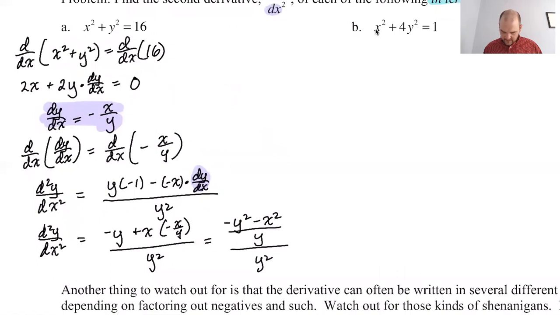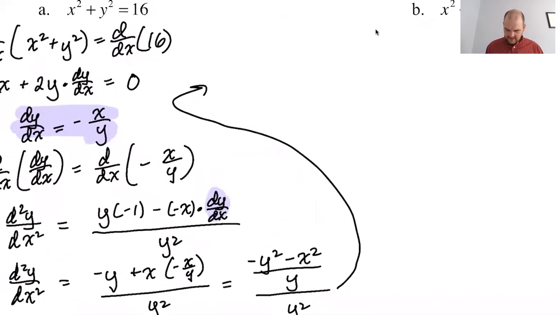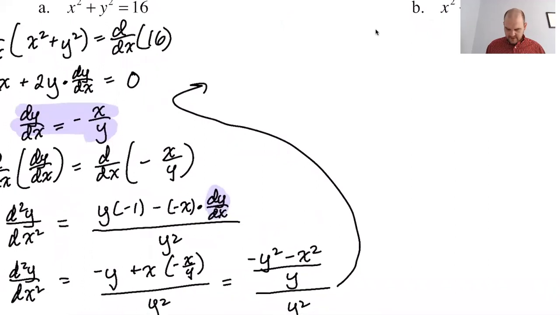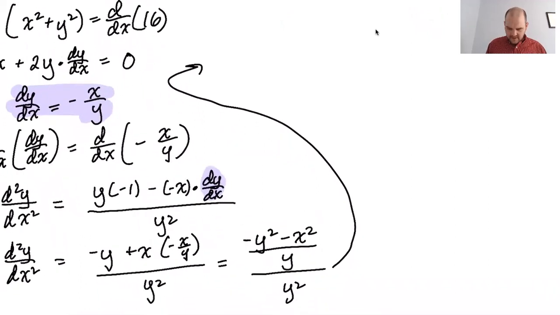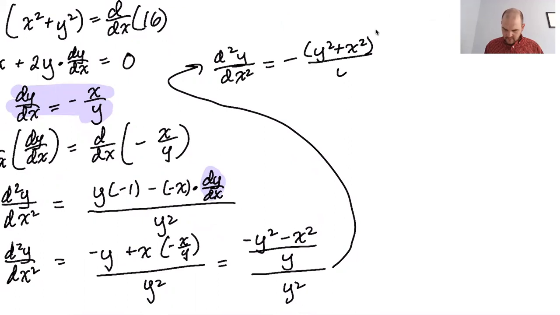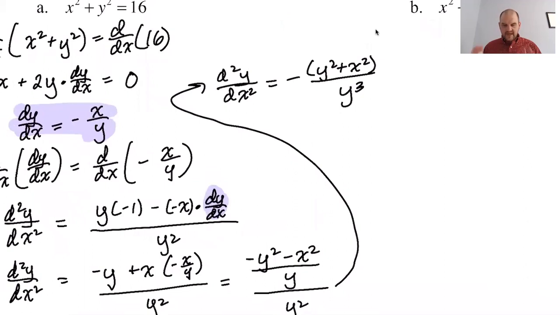And then I'm going up and over here. And I will say that I'm going to simplify that, right? So scroll so you can see it. So the second derivative with respect to x is negative quantity y squared plus x squared over y cubed. Okay, so that's a little interesting.